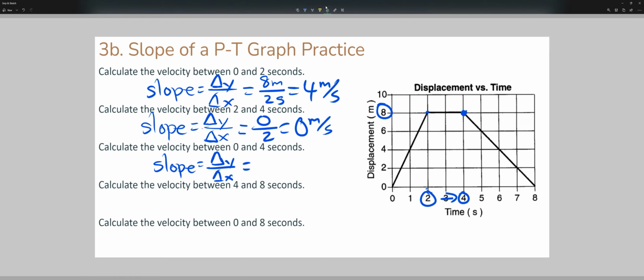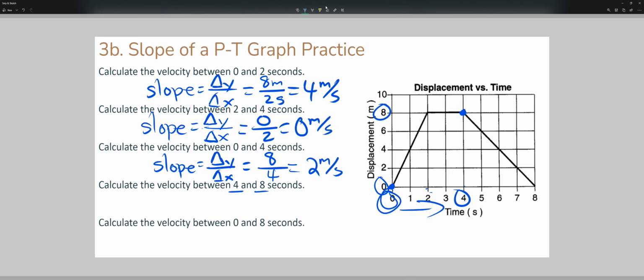Now let's talk about this one. Calculate the velocity between 0 and 4 seconds. We start here and end there. What's my change in y? Initially I start at 0, I end at 8, so my change in y is 8. What about my change in x? I start at 0, I end at 4, so my change in x is 4. So my answer here is 2 meters per second.